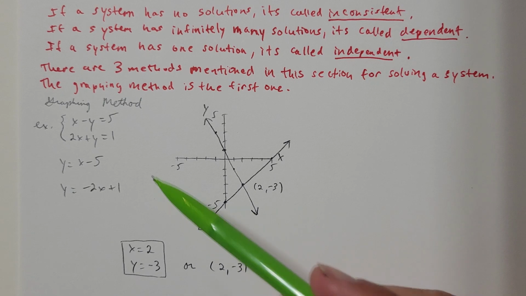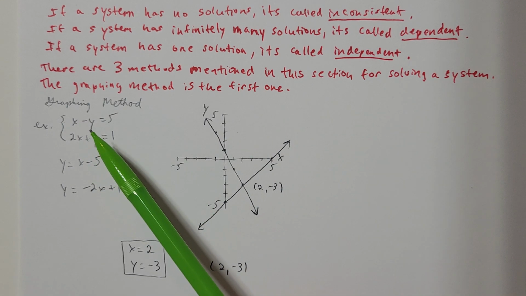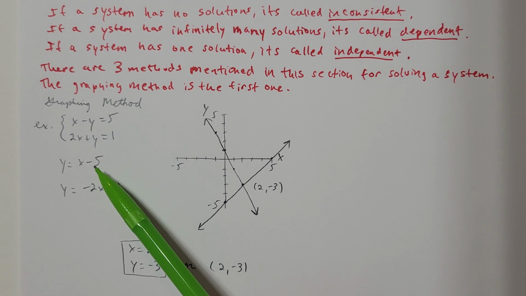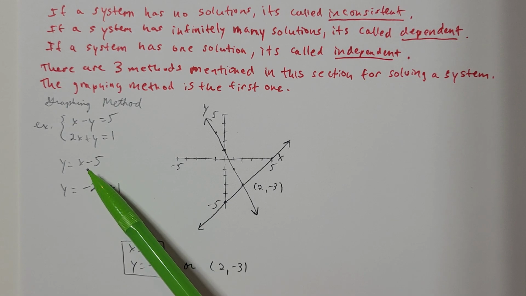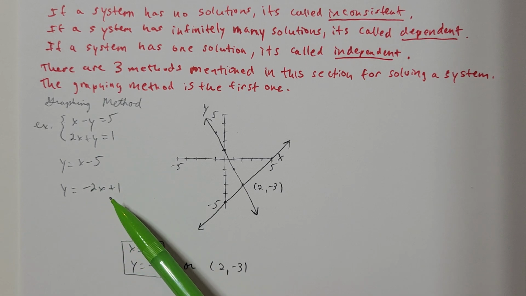Okay, and I'm going to use the graphing method, so I need a graph. And let me get each of these lines into slope-intercept form. So let's solve for y on each one. On this first line, I'll add y and subtract 5. And so y equals x minus 5. And on the second line, I'll subtract 2x. So y equals negative 2x plus 1. Okay, and these are the two lines that I've got to draw.